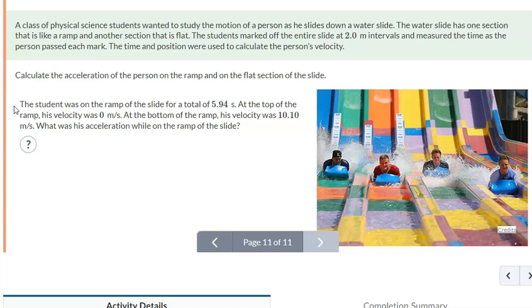The student was on the ramp of the slide for a total of 5.94 seconds, so there's your time. At the top of the ramp, his velocity was 0 meters per second. At the bottom of the ramp, his velocity or speed was 10.10 meters per second. What was his acceleration while on the ramp of the slide?